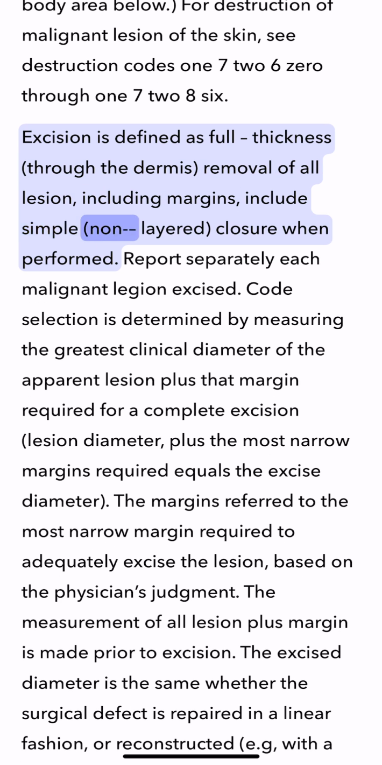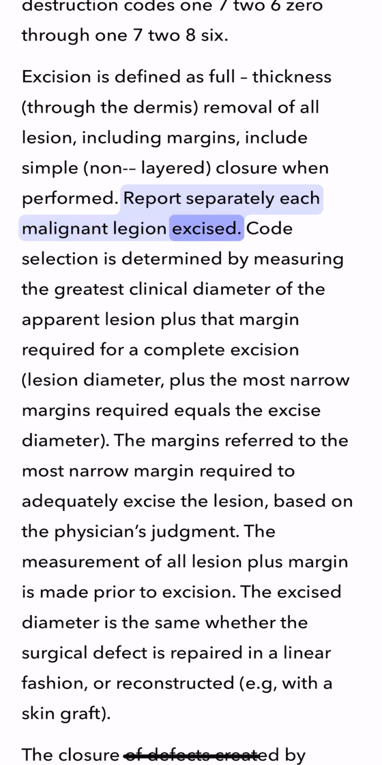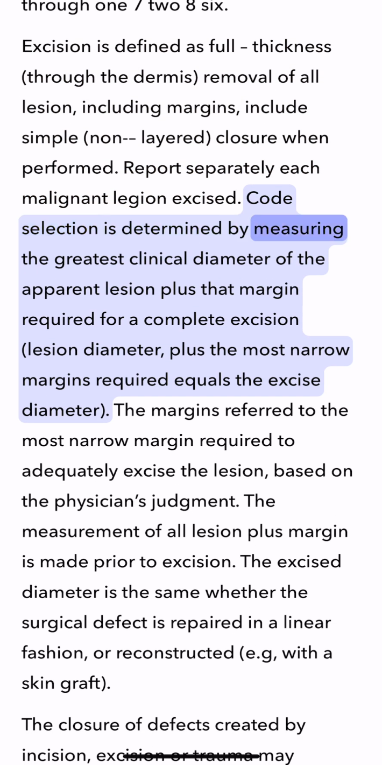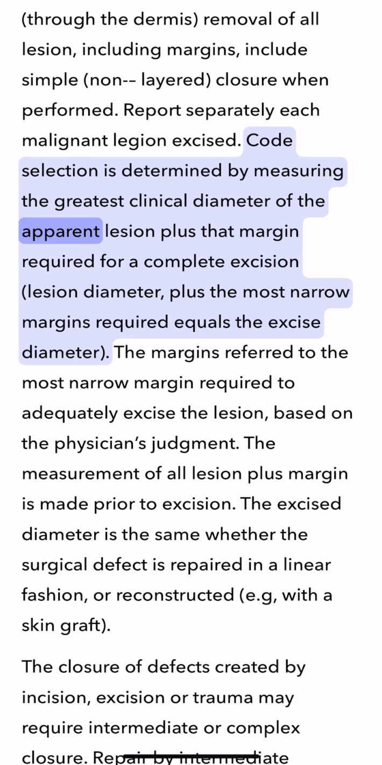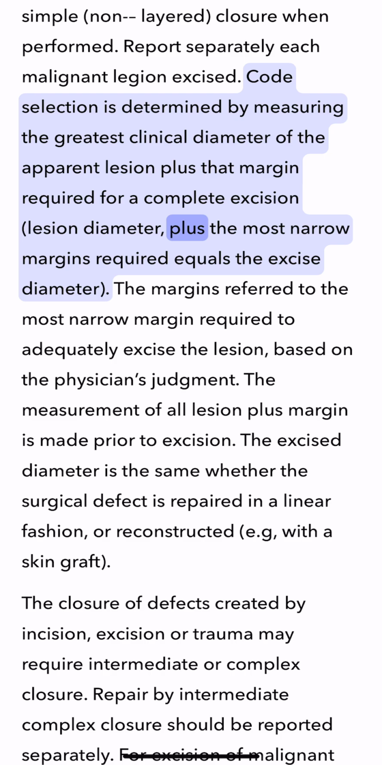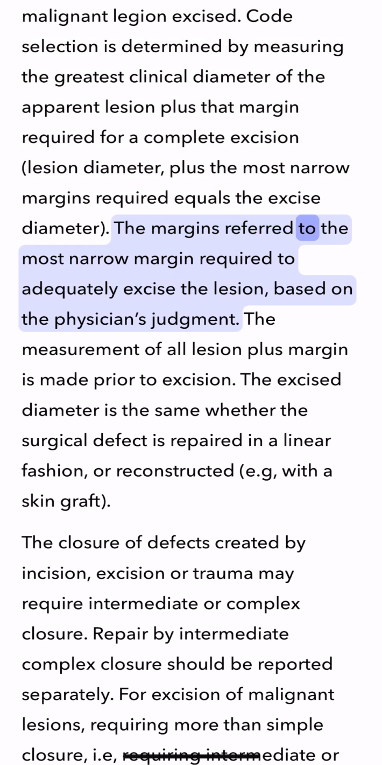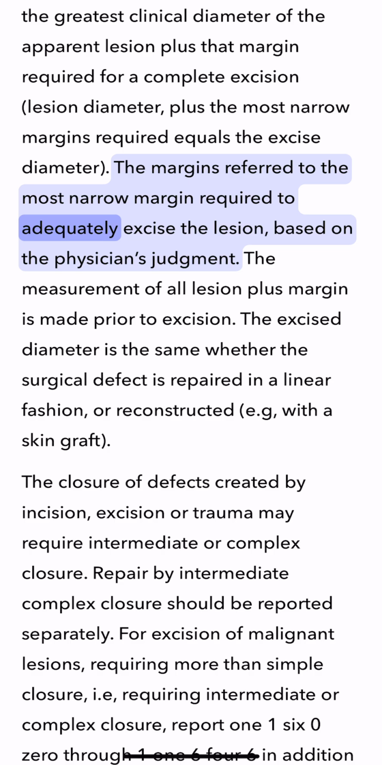Includes simple, non-layered closure when performed. Report separately each malignant lesion excised. Code selection is determined by measuring the greatest clinical diameter of the apparent lesion plus that margin required for a complete excision. Lesion diameter plus the most narrow margins required equals the excised diameter. The margins referred to are the most narrow margin required to adequately excise the lesion.